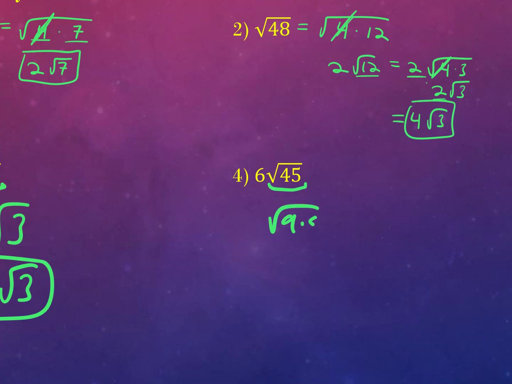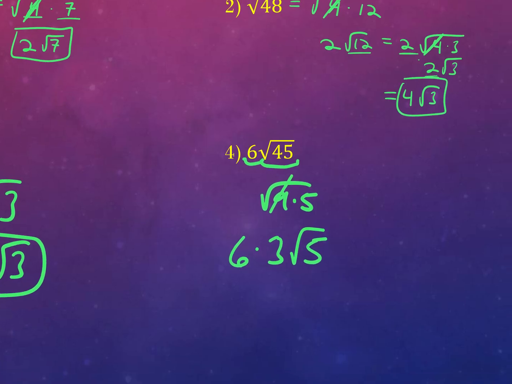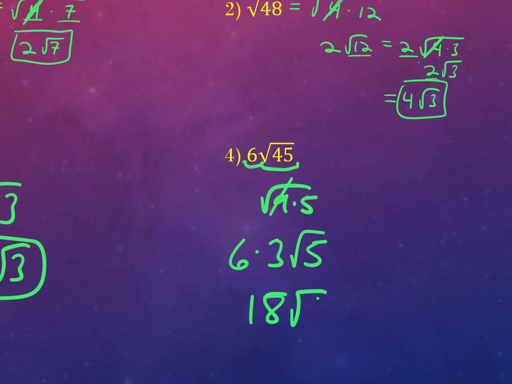This is the same as 9 times 5. And the square root of 9 is what? 3, right? So this becomes, what? What does the square root of 45 become, fully simplified? 3 times the square root of 5. Good, right? And then we have the 6 out front, so then this is what you multiply. So you get 18 square root of 5. All right, not bad. Hopefully not too bad.